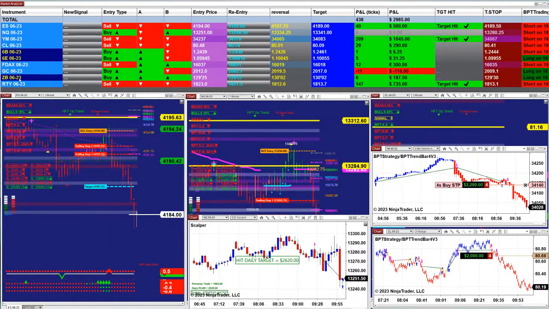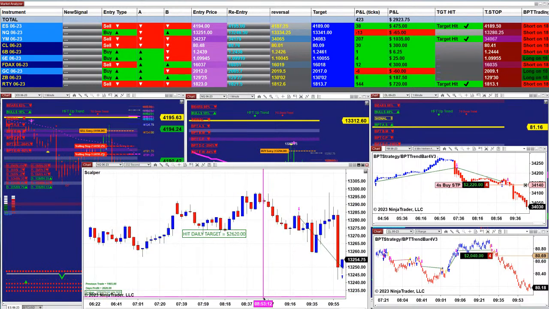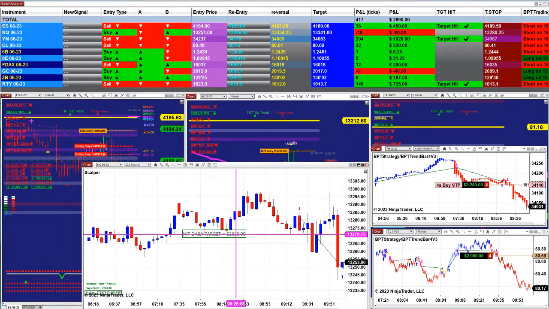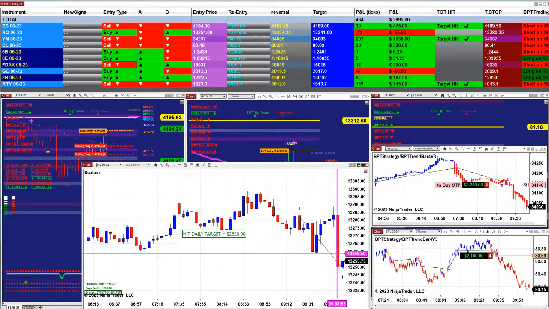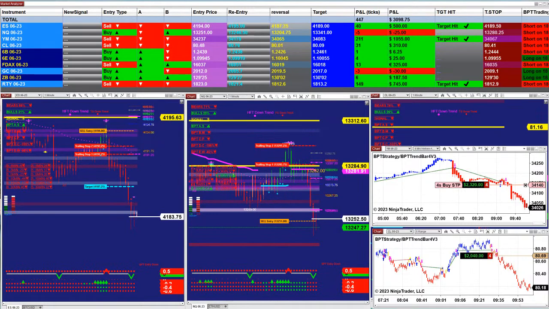Actually, we just had the scalper on the Nasdaq close the trade, and on the scalper, the 2,620 one shot, and it is finished. We are going to take it out, and we'll bring some other charts.